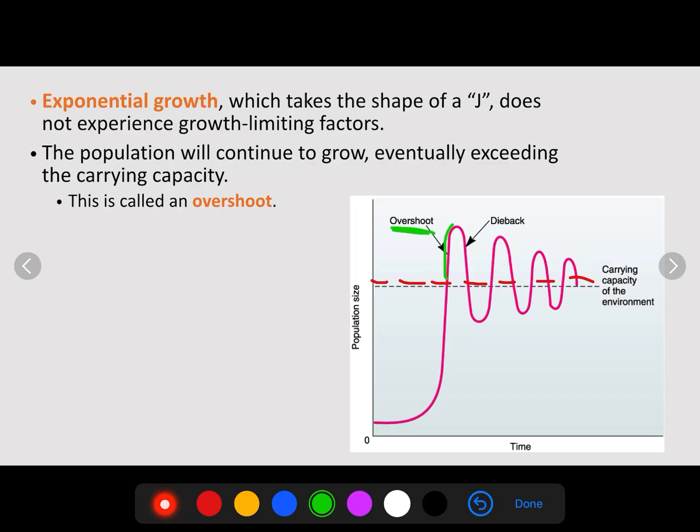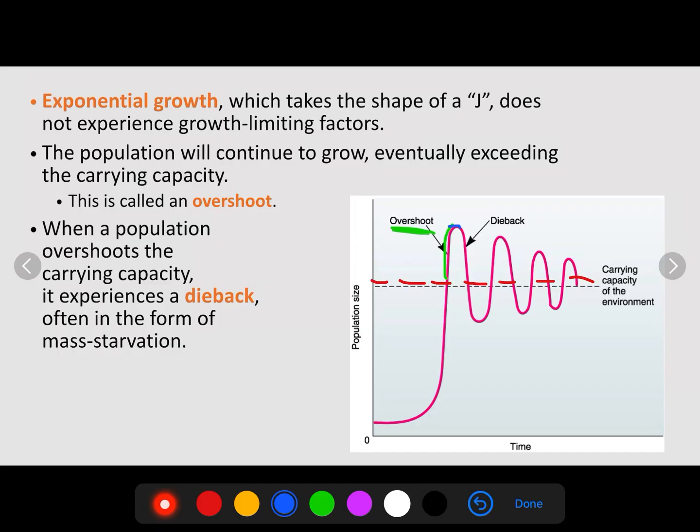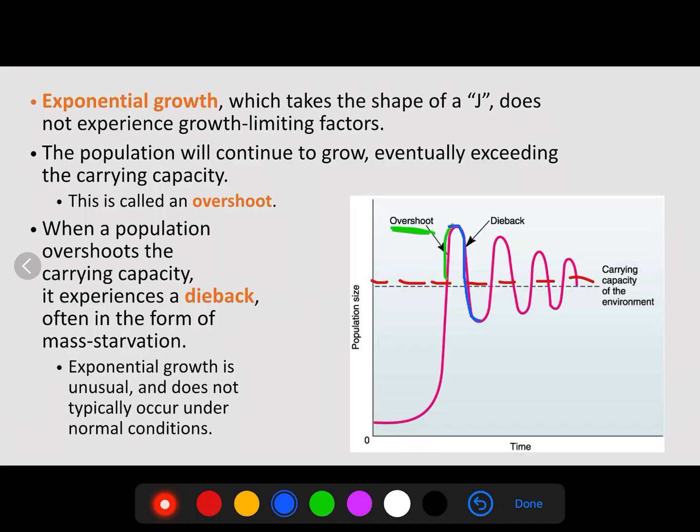So what do we expect to happen? When we have an overshoot, the population can no longer be supported and the population then begins to die back off. Consequently, we call this a dieback. Again, when the population overshoots the carrying capacity, it dies back off, and the population is now under the carrying capacity. Usually this occurs because there's a mass starvation or something along those lines.